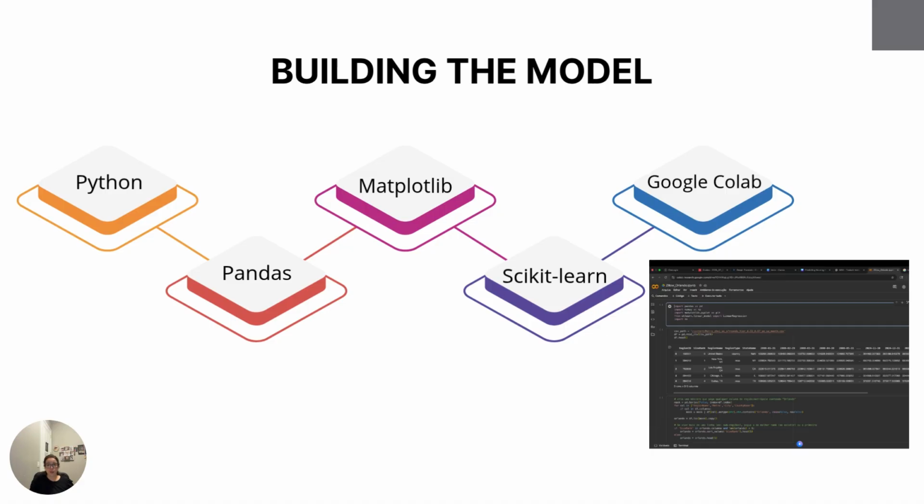To build this project, I used Google Colab, which is an online platform where you can write and run Python code right in your browser. I worked with Python and a few of the most common libraries. Pandas helped me organize and clean the data. Matplotlib allowed me to create charts and visualize trends, and Scikit-learn was used to build the linear regression model. The process itself was very straightforward.